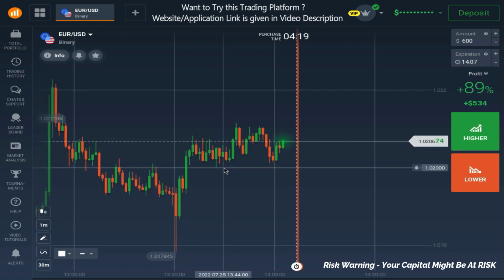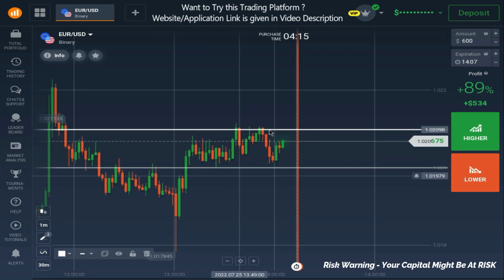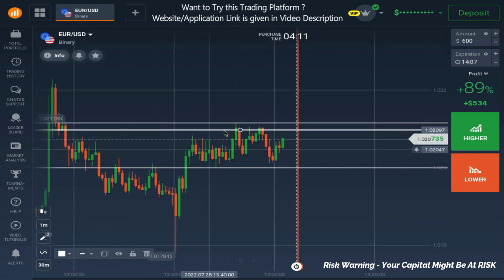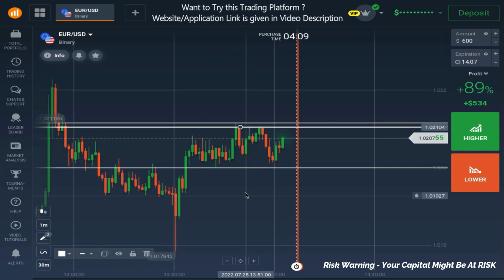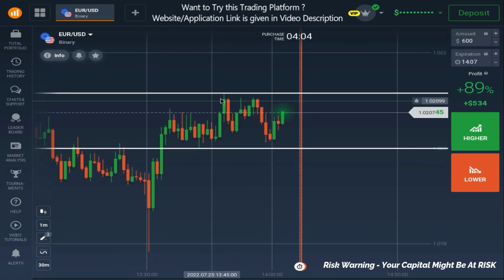First of all, I will start by drawing the horizontal levels because they are really important, and this is our resistance zone. Let's remove this because this is the range. So this is the resistance and this is the support. Right now the market is moving in between.